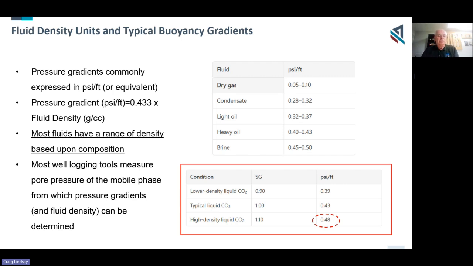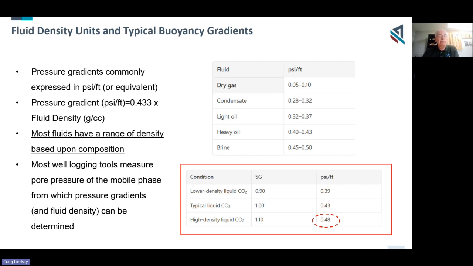My comfort zone or default is pressure gradients in psi per foot. That's what I've shown, and you calculate that using the small formula I've shown. Most fluids in the reservoir have a range of composition, which gives them a range of density. I've shown some there, obviously dry gas being the least dense. That table is in order of density, from least dense at the top, dry gas, to the brine most dense at the bottom.